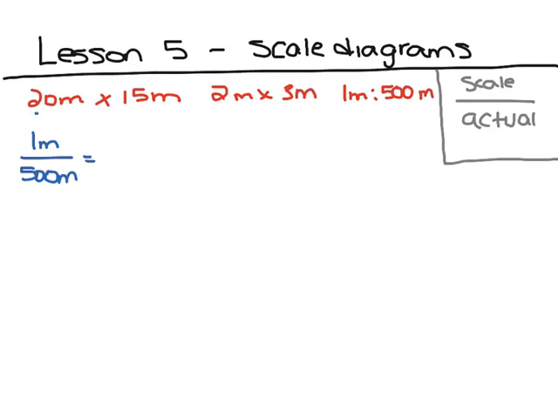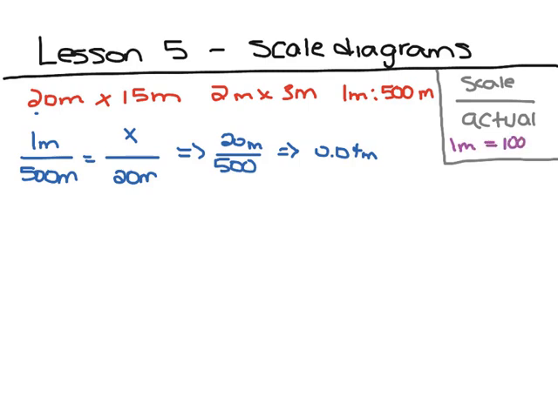Our first one is 20 meters. We know that's the actual size, so we put it on the bottom, and x on the top. Now we're going to cross multiply and divide, so we have 20 meters divided by 500. And you should get, as a decimal, 0.04. Now, it's harder for us to understand what 0.04 meters are, so we're going to convert the meters to centimeters. And we know that 1 meter is 100 centimeters.